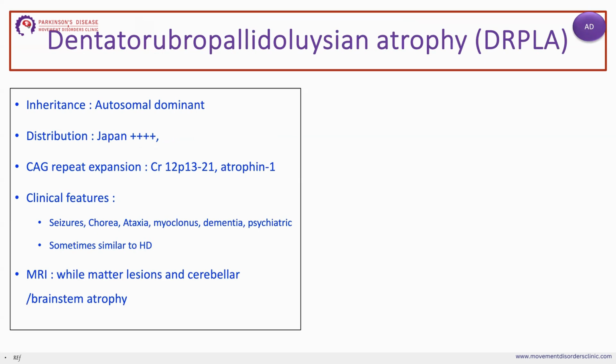Then the next HD phenocopy is DRPLA, that is dentatorubropallidoluysian atrophy. Autosomal dominant pattern, predominantly seen in Japan, occurs due to CAG repeat expansion on chromosome 12, which codes for atrophin 1. Common clinical features include seizures, chorea, ataxia, myoclonus, dementia, psychiatric features, and sometimes almost similar to Huntington disease. MRI shows white matter lesions and cerebellar and brainstem atrophy.